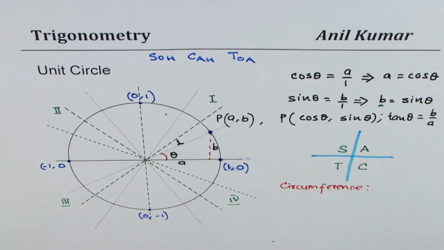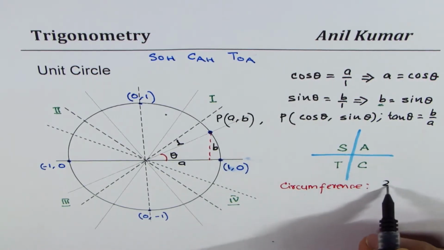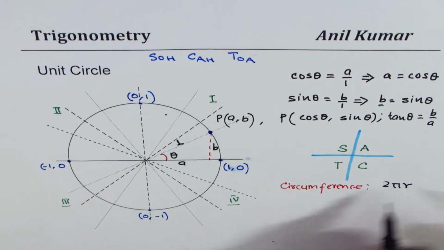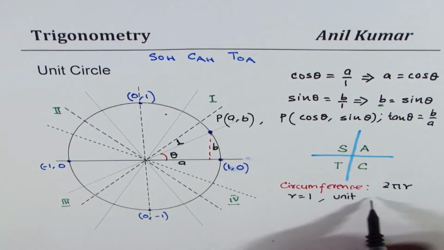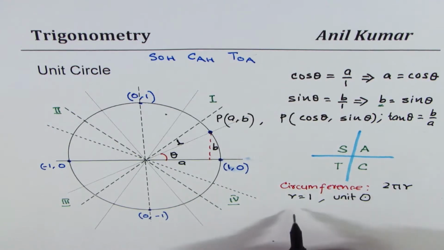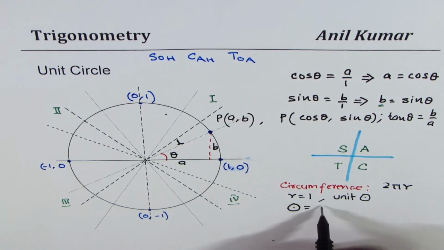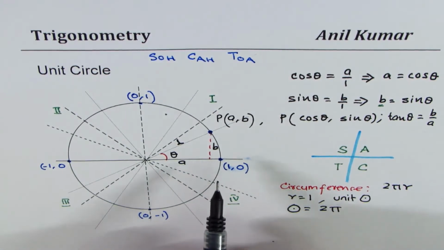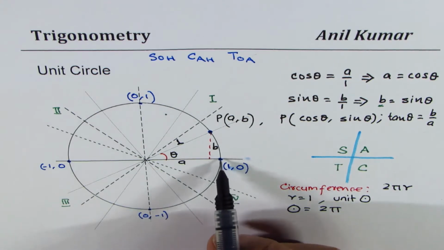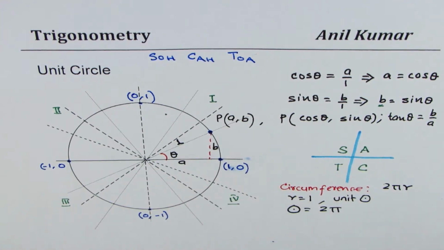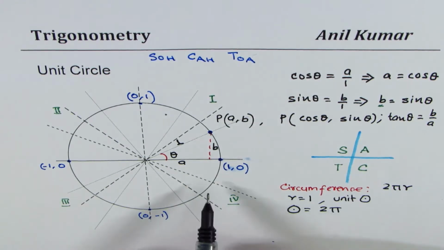Circumference of a circle, as you know, is 2 pi r. In our case, r is 1 because we are talking about the unit circle, correct? Therefore, the circumference for us is 2 pi. It really means that if I'm trying to move around in one full circle, I go around 2 pi. Correct? 2 pi is the distance traveled along this circle.